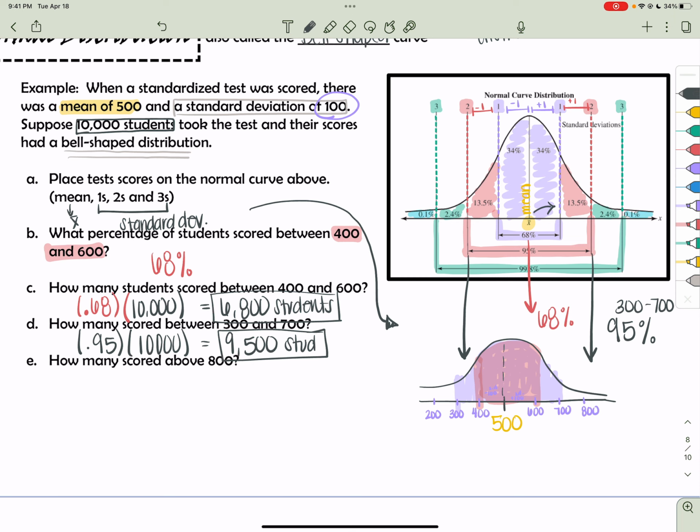And then the last, how many students scored above 800? Above 800 is just going to be this little tiny part right here. And according to my bell curve, that is 0.1%. So I've got 0.1%, or 0.001, move that 2 spots to the left, times my 10,000, because that was the total amount that took it. And that is just 10 students scored above 800.